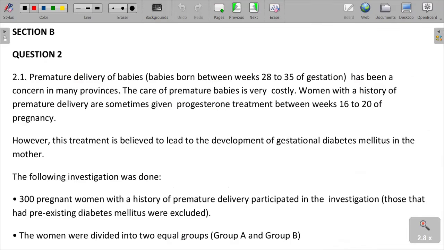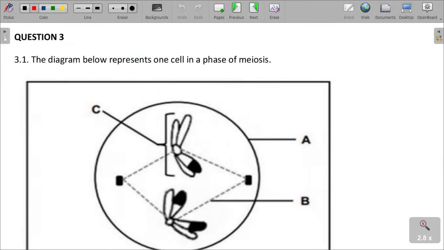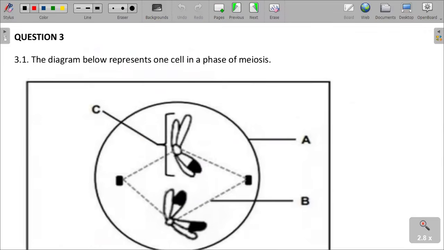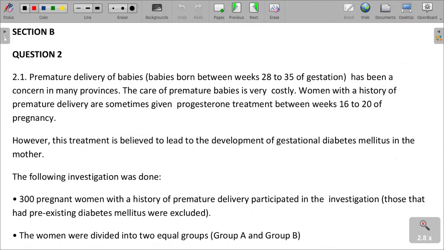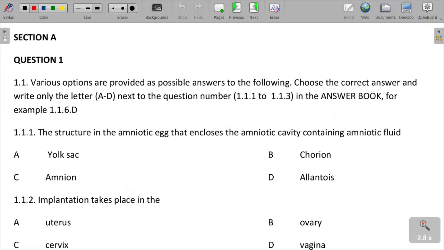I just want you to have a look through what is in this revision paper. We are going to revise all of these. Just follow to the end so that we can understand, review and catch up wherever we are behind. So first question, Section A, is the multiple choice question where various options are given. So we choose the best out of the options that are available.